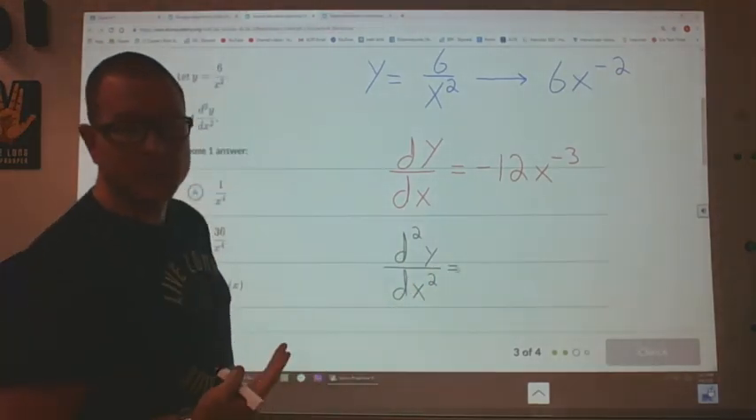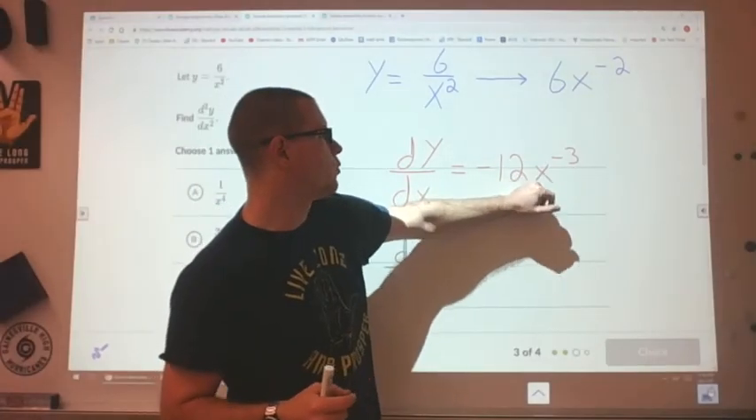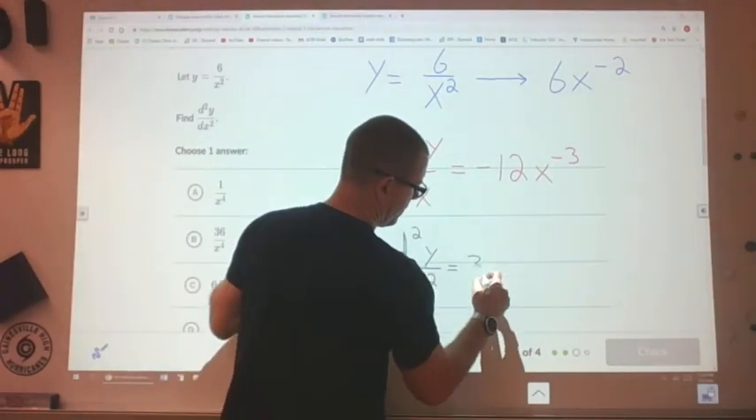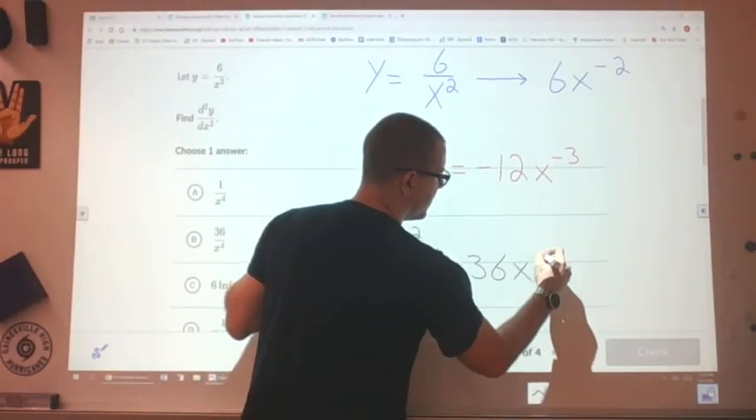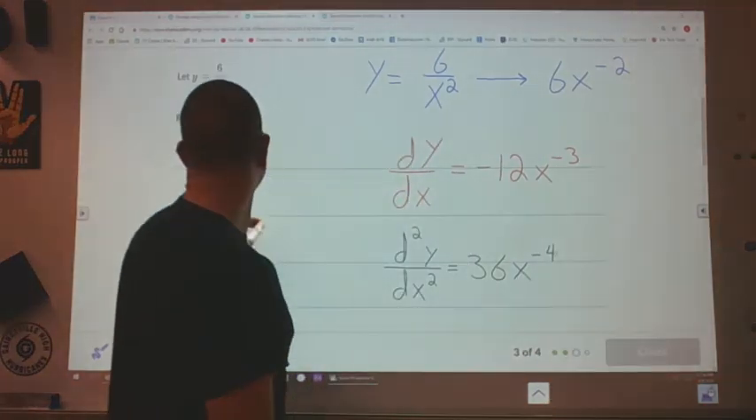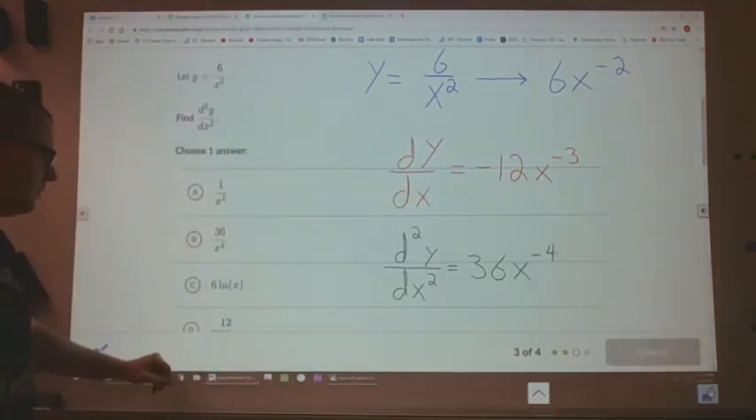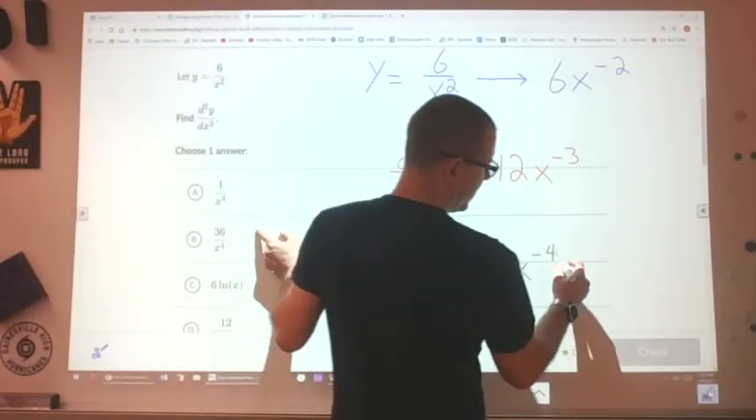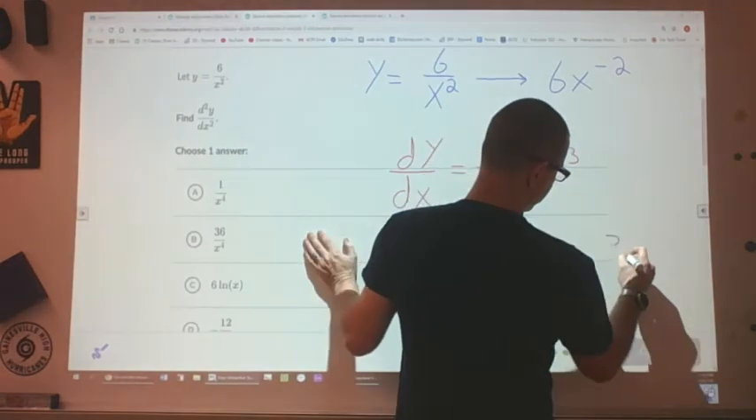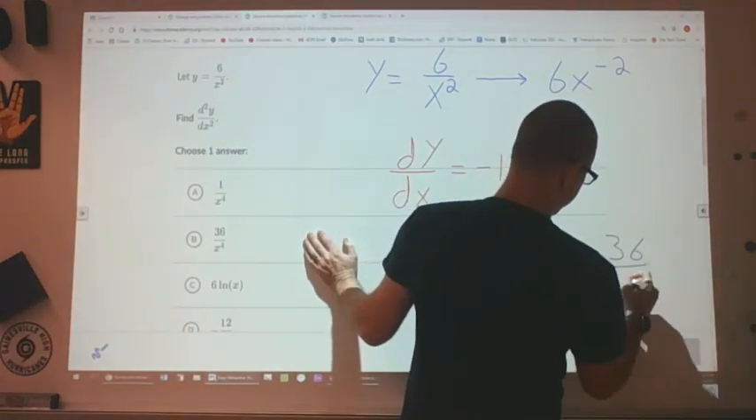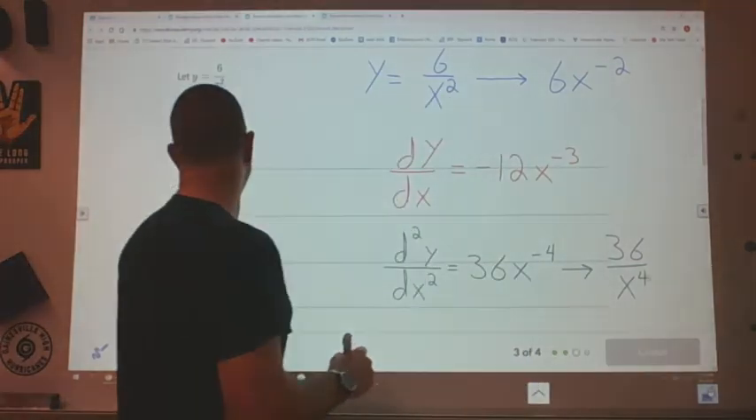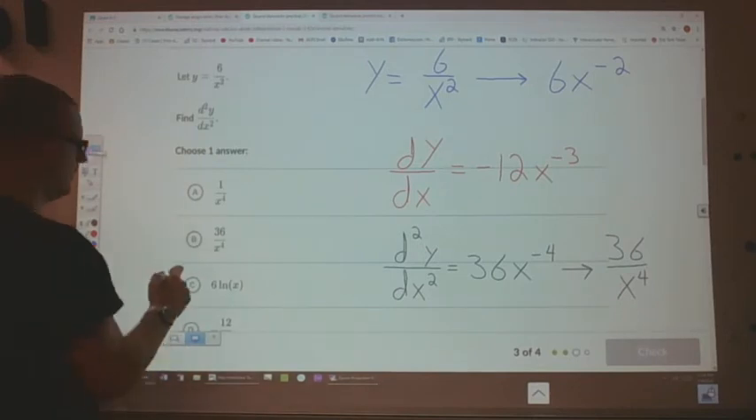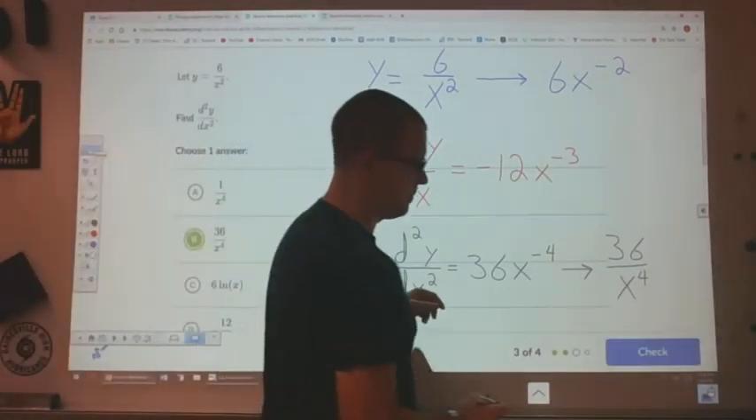And then we just do the same thing. We're taking the derivative. It's a power form, so we're going to use power rule. I bring that down. Negative 12 times negative 3 is 36. And x to the negative 4, negative 3 minus 1. I look at my answers. There isn't one there. There's a natural log there. But this, I know, is equivalent to 36 over x to the 4th. And that form is one of my answer choices. It's B. So we choose that one.